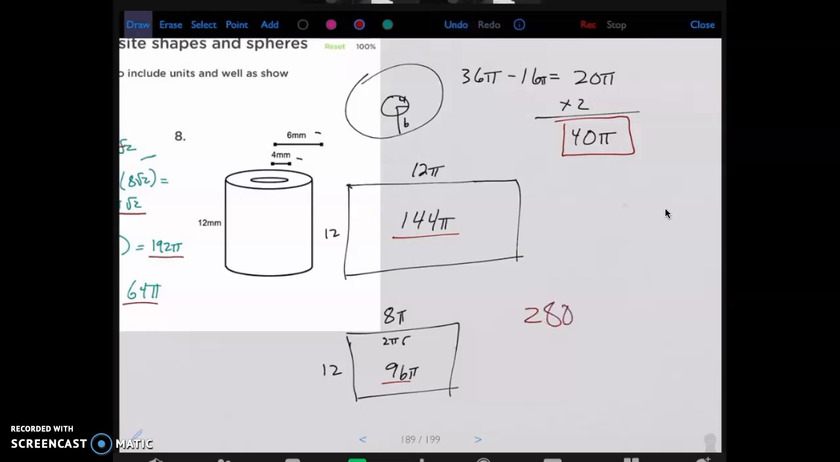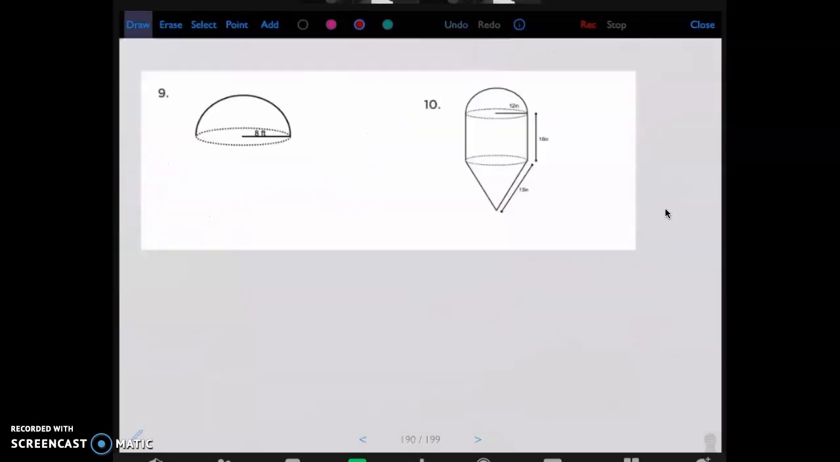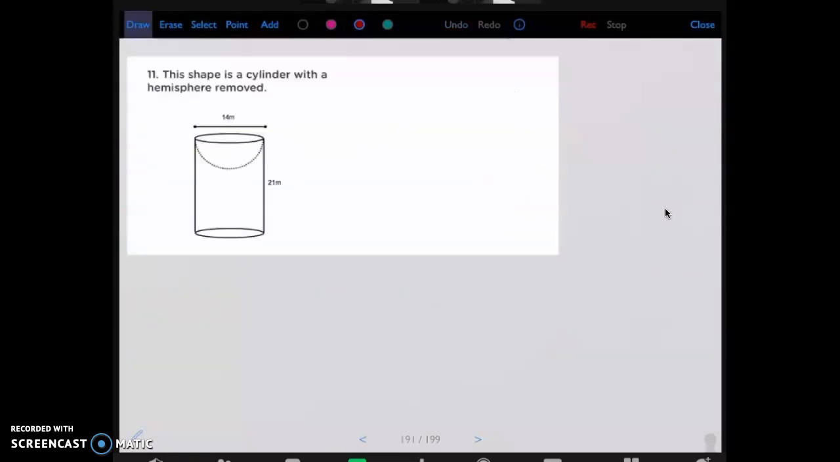280, there we go. Pi millimeters squared. Boom. The old PTR, paper towel roll. Oh yeah, nice.